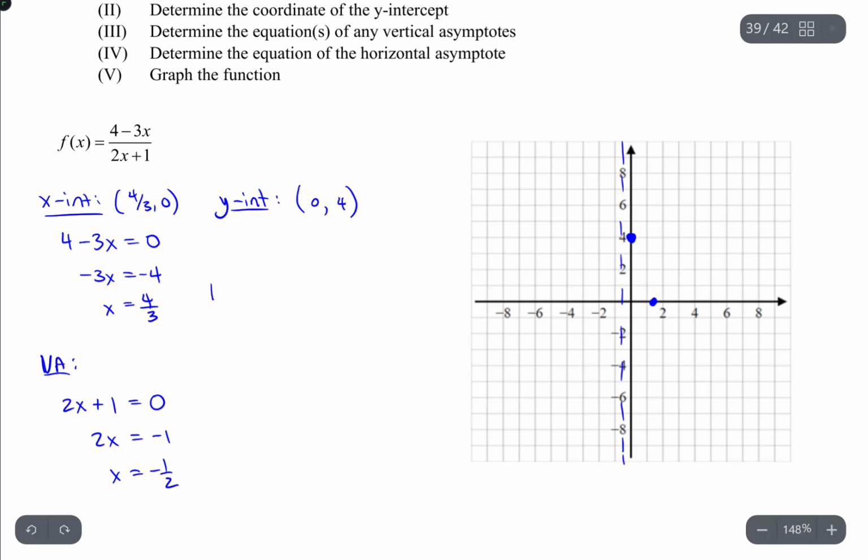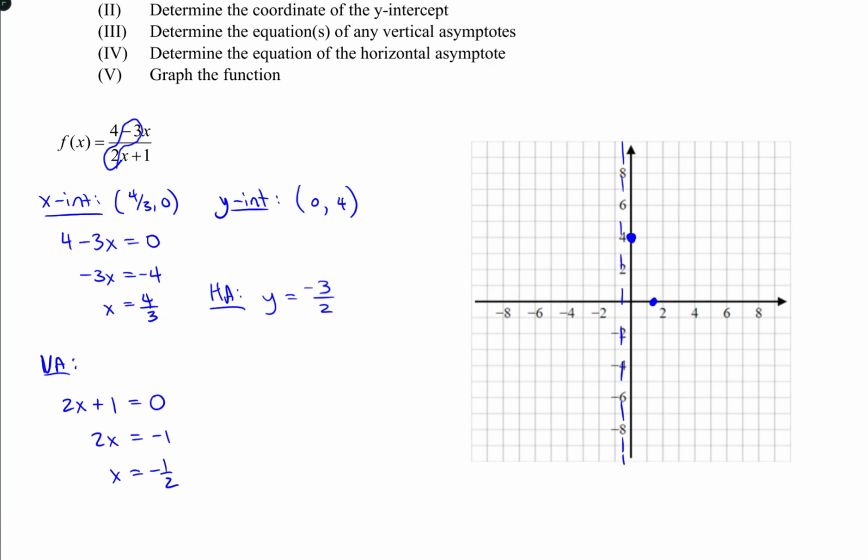Okay, and horizontal asymptotes. What we do here is we compare the degrees of the numerator and denominator. So here the degrees are equal, and when the degrees are equal, we take the ratio of the leading term coefficients. So we're going to take the negative 3 over 2, and that's going to be a horizontal line. It is a horizontal line this time, and it's at negative 3/2, so at negative 1.5.